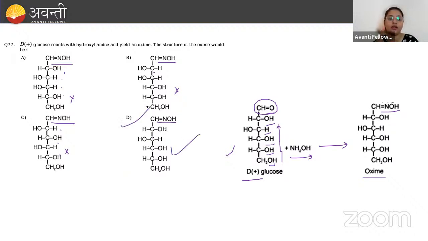So when hydroxylamine reacts with D plus glucose, we get the oxime of D plus glucose. Okay, option 7. Very easy problem.